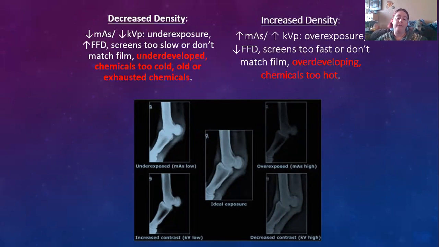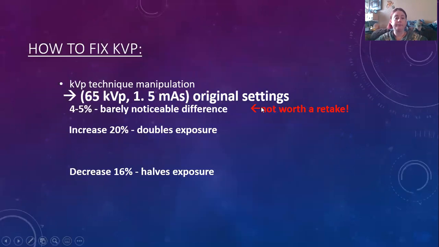On the bottom, we have underexposed by kVp on the bottom. And so if we need to adjust either of these, if we need a big change, we'll change mAs. If we need a small change, we'll change kVp. And hopefully we can get to that image in the center. How to fix our kVp?